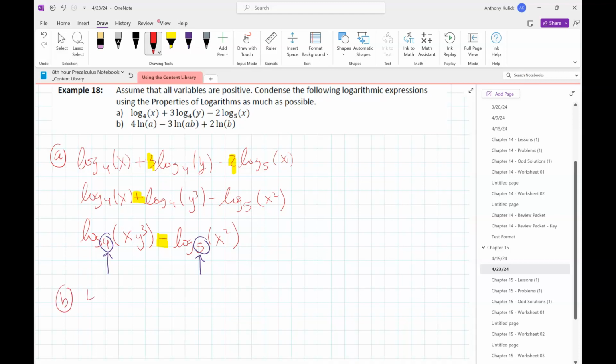Part B. All right, we start with power properties. How many do you see? 1, 2, 3 power properties.